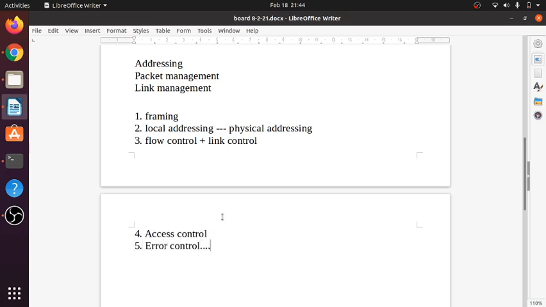So these are the mechanisms incorporated by the second layer, that is the data link layer, split into two parts: one is the logical link layer and the other is the MAC layer. So the administration policy comes into the picture.